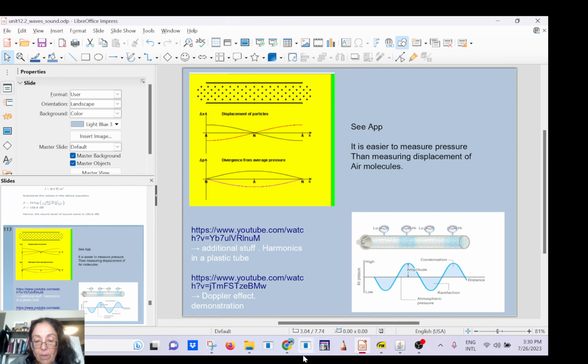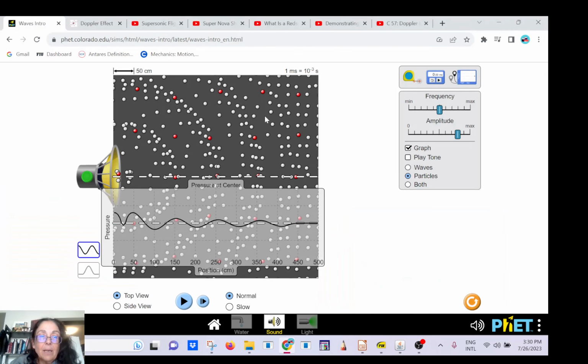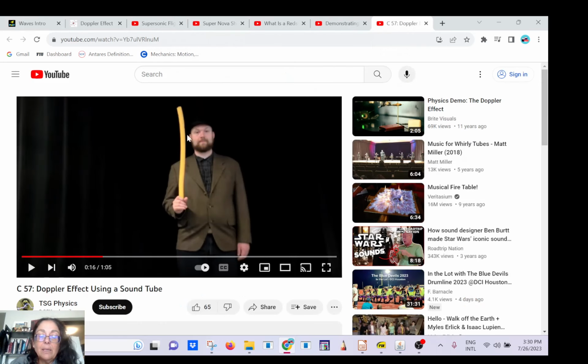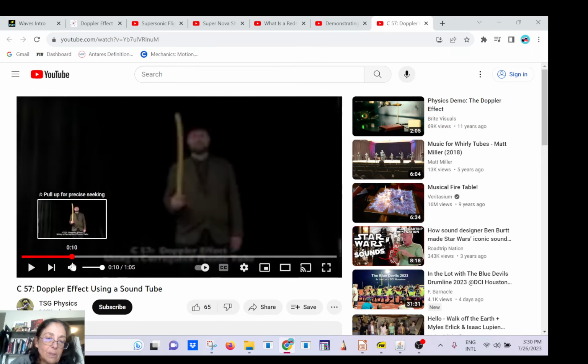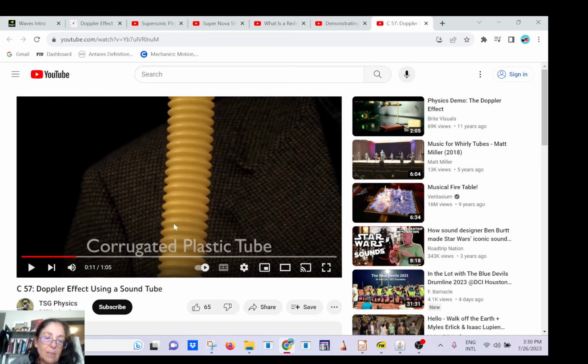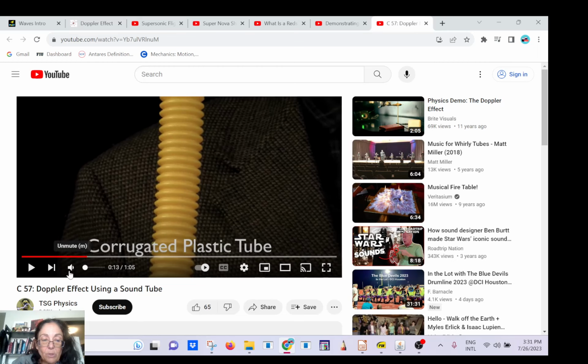Another thing that I forgot to show you is that you can easily make harmonics with sound. This is something you can buy. It's very cheap, and it's open at both ends, and it's easy to produce the harmonics. So let me show you. I will put the link in the description.